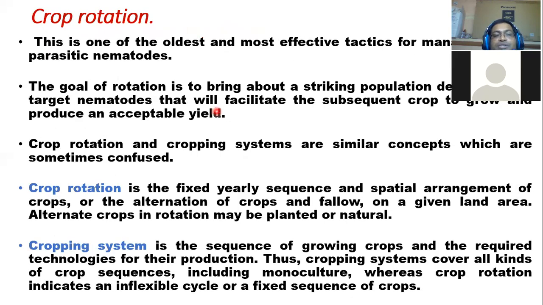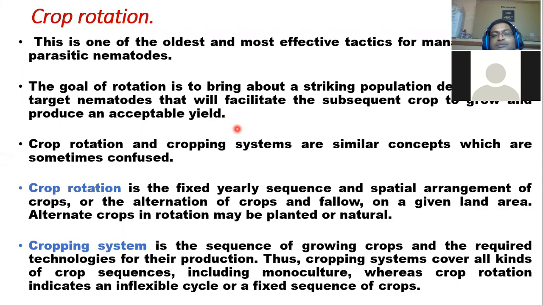The crop rotations and cropping system: if you are using the same crop in the same field continuously, there will be a chance for a booming of the nematode population, because tremendous food will be available for the existing nematode population, because the host crop is there.